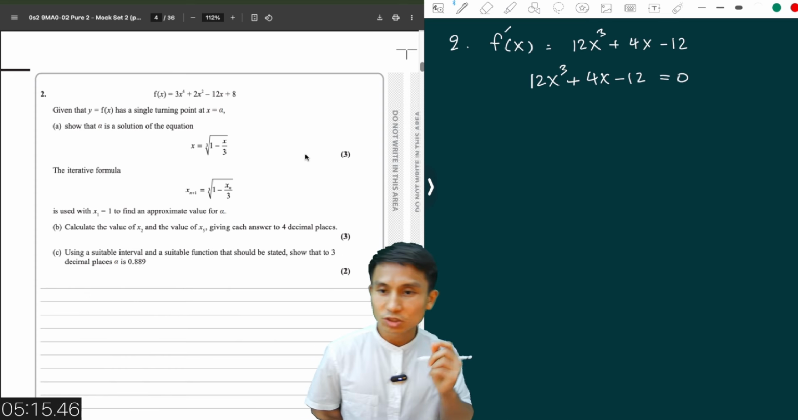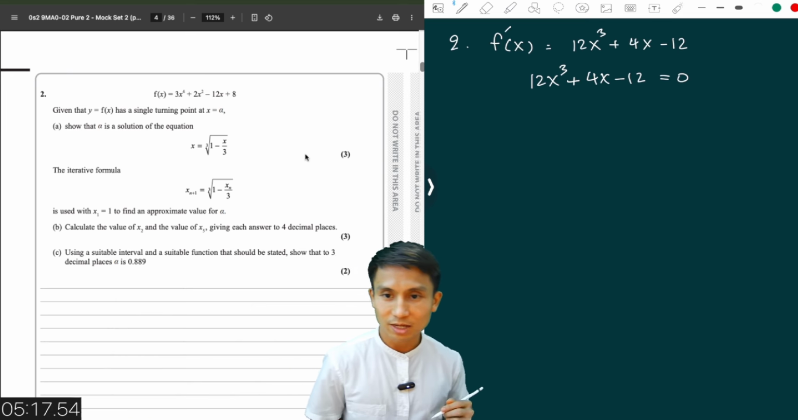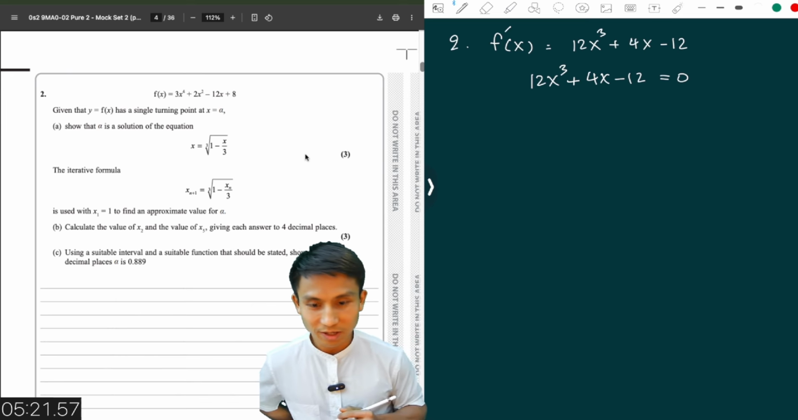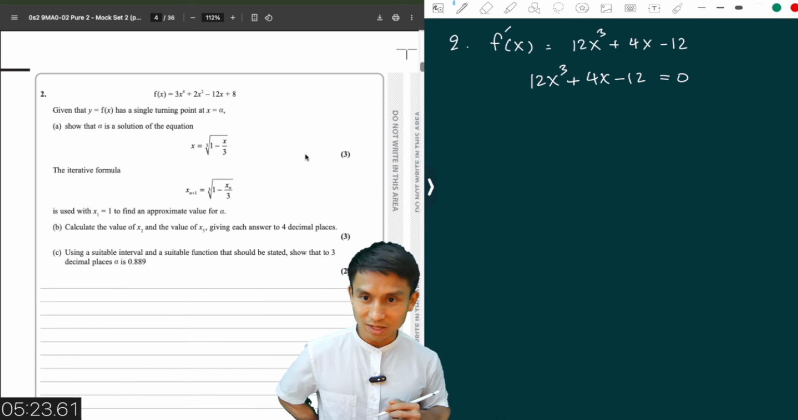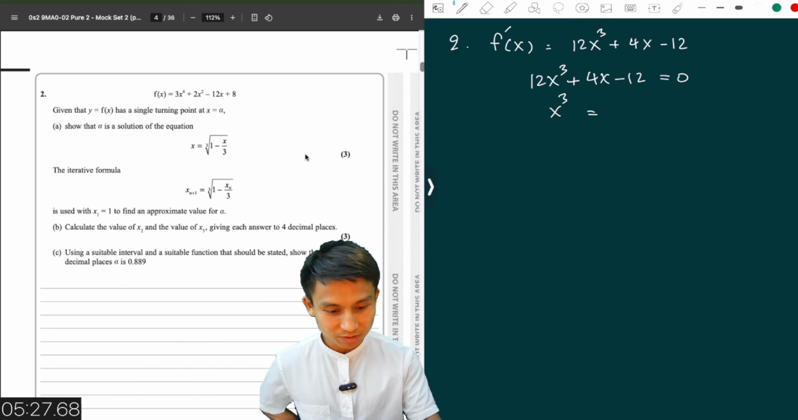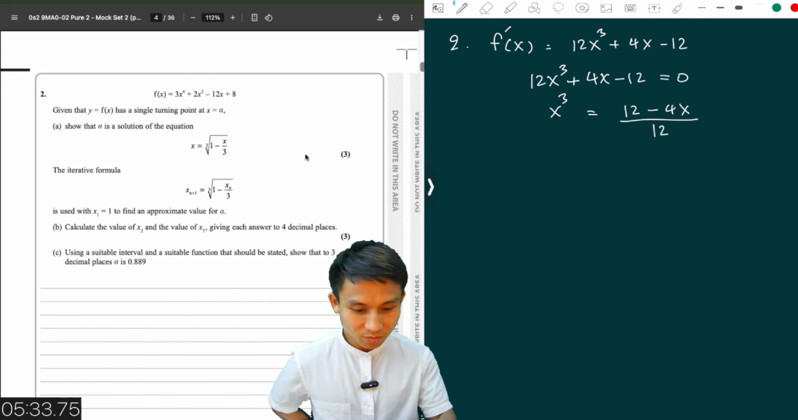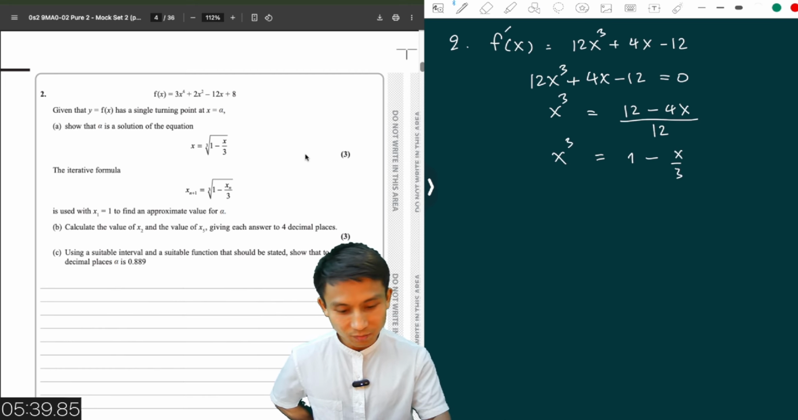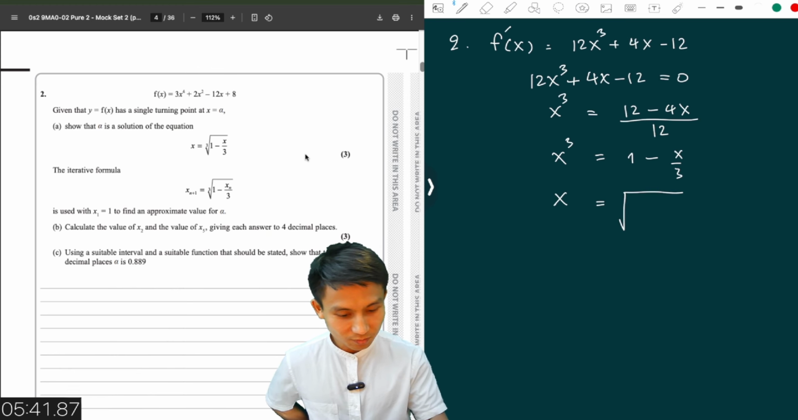And the solution to x will be alpha, okay? And it says it has a single turning point, right? Well, for the time being, let's just say that we're going to make x cubed the subject first. So that's going to be 12 minus 4x, all divided by 12, yeah? And as you can see, we have x cubed equals 1 minus x over 3, yeah? And if we cube root both sides, we get what they want there.